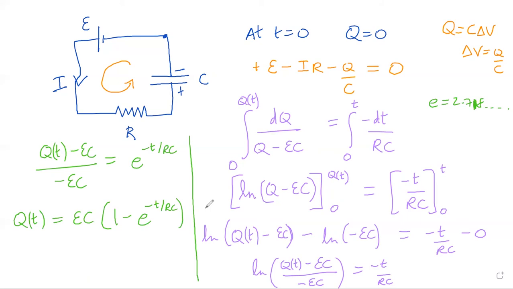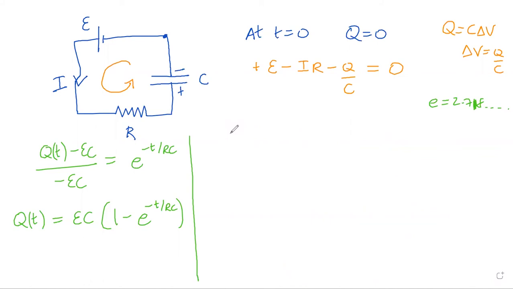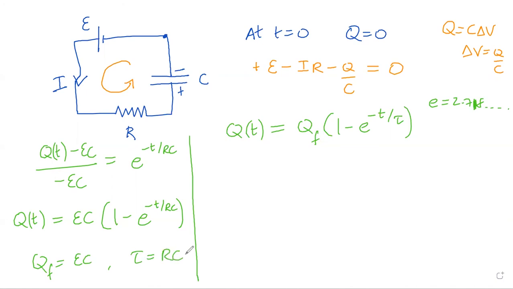Let us examine the properties of this solution. One thing we will see as we examine other examples of RC circuits is that the more general form of this equation is going to be q of t is equal to some q final times 1 minus e to the minus t over tau. Now in this particular case, we can see that q final is equal to EC and that tau is equal to RC. But this form with Q final and tau is more general.